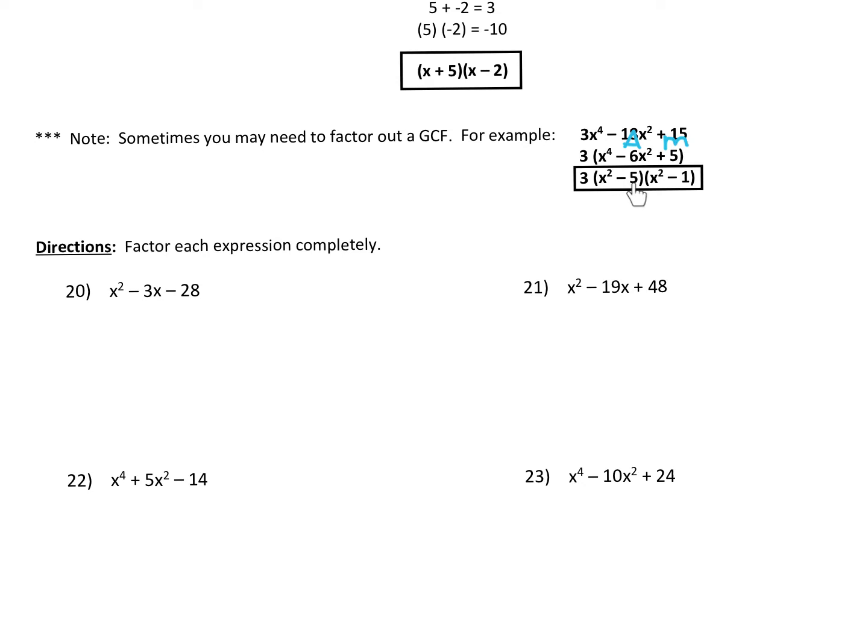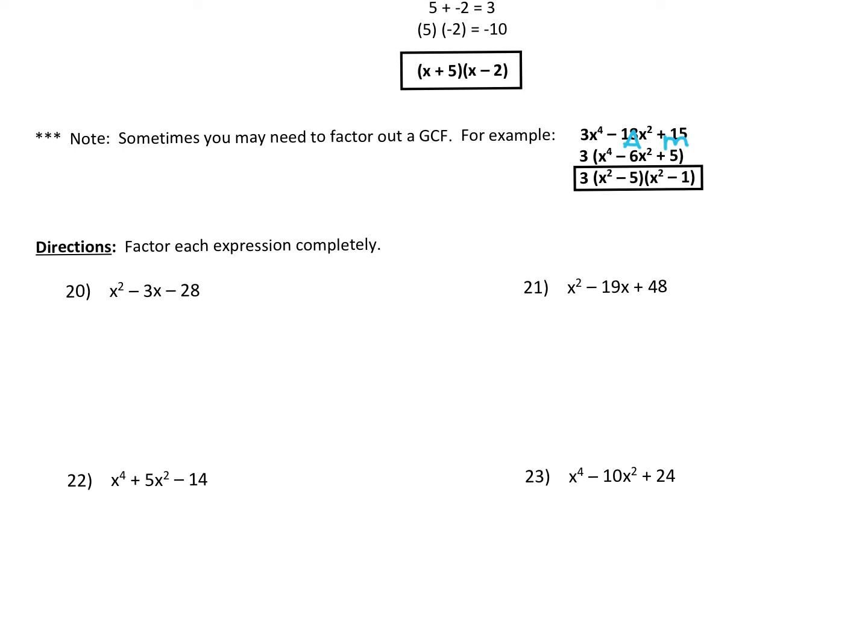So negative 5 plus negative 1 gives you negative 6, and negative 5 times negative 1 gives you positive 5. So negative 5 and negative 1 you're going to put in the second spot in each parenthesis. Okay, and this right here is factored completely.